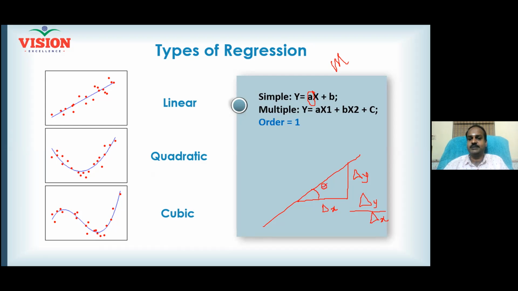Slope can be obtained using this ratio del y by del x. Or otherwise, tan theta, opposite side by adjacent side. Tan theta, what is opposite side? Del y. What is adjacent side? Del x. So either you can do it manually or you can rely on software like Minitab.